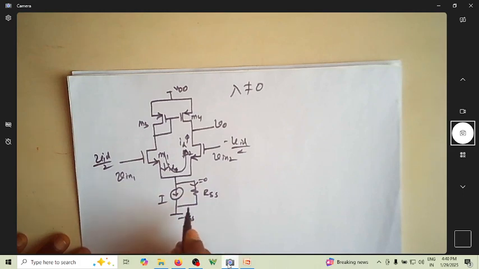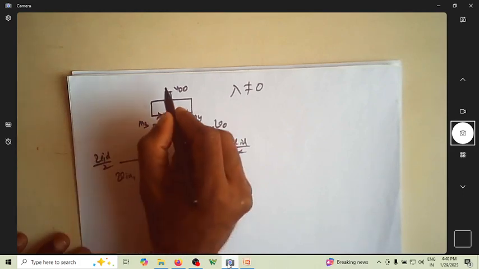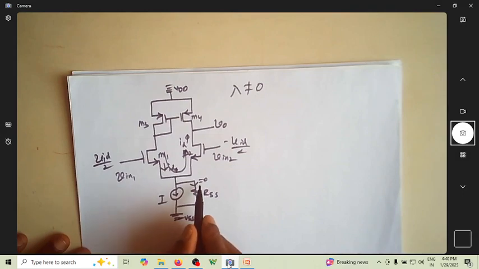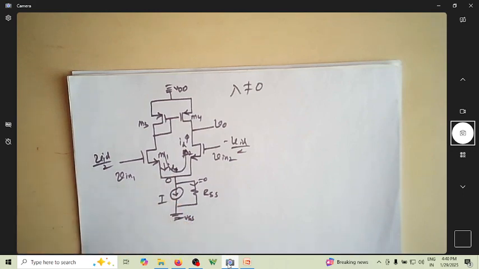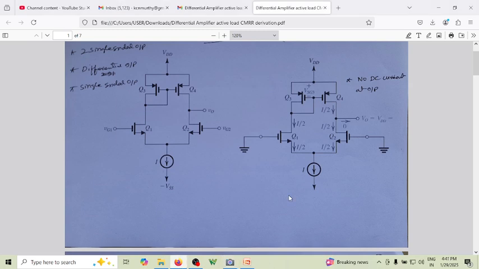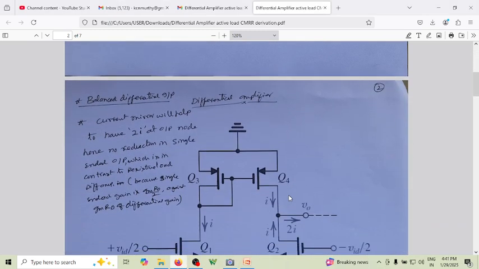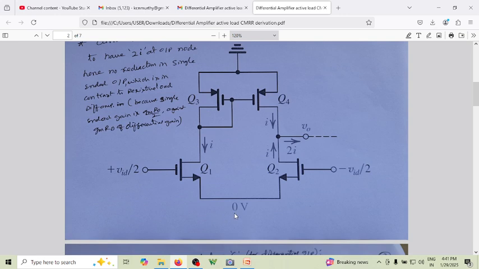When it is zero current, for AC analysis you ground it. So when zero current is flowing through this RSS, this looks like a zero. That's why this is written as 0 here. So 0 actually stands for the virtual ground.